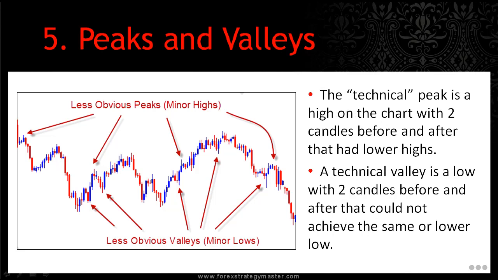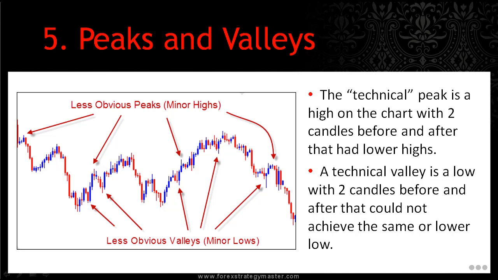The technical peak is a high on the chart with 2 candles before and 2 candles after that had lower highs. So if we're looking at the chart, the highs that are identified by the arrows have a candle that forms a high, and then the 2 candles previous to it and the 2 candles after it could not form a high that was equal to or greater than that center candle. This makes that candle a technical high.